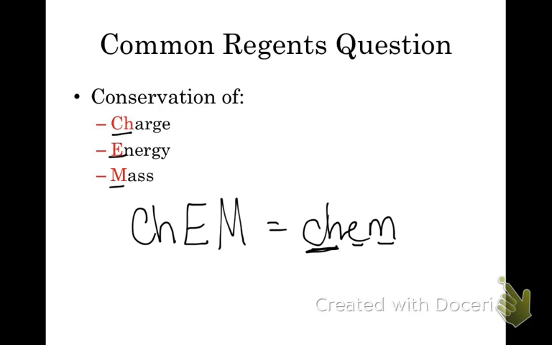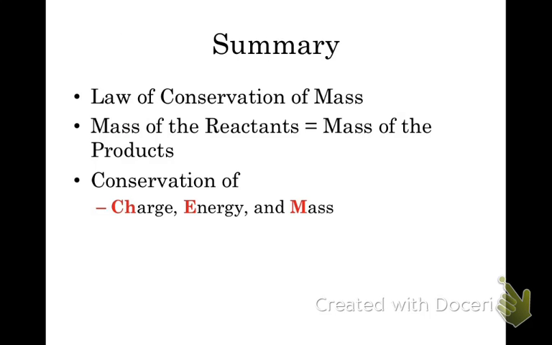So to summarize, the law of conservation of mass shows that the mass of the reactants is equal to the mass of the products, and whenever we're asked in a Regents question what there's a conservation of, it's always going to be charge, energy, and mass.